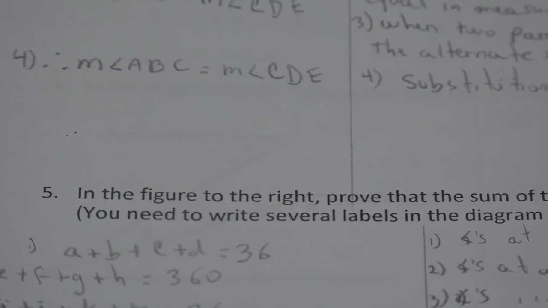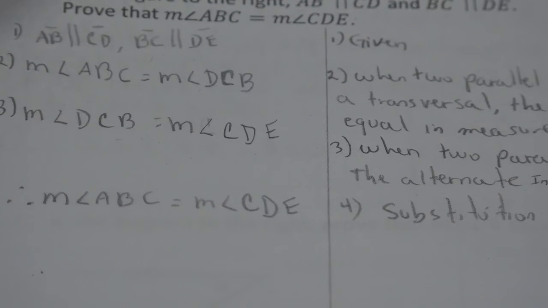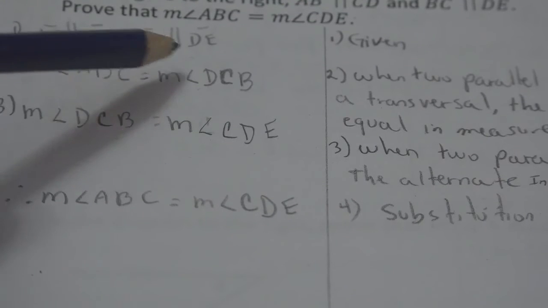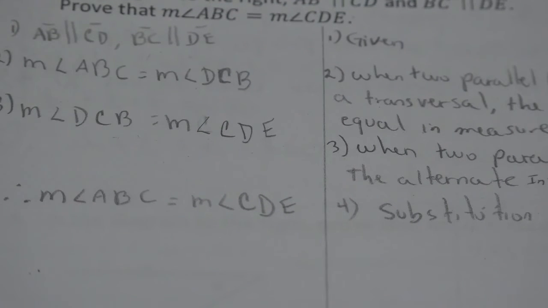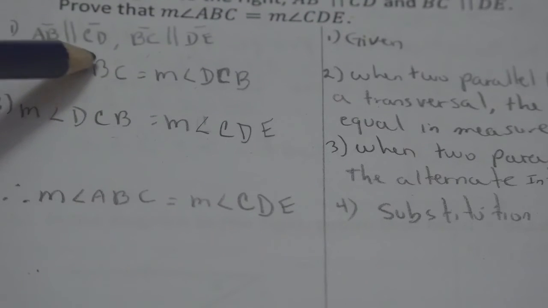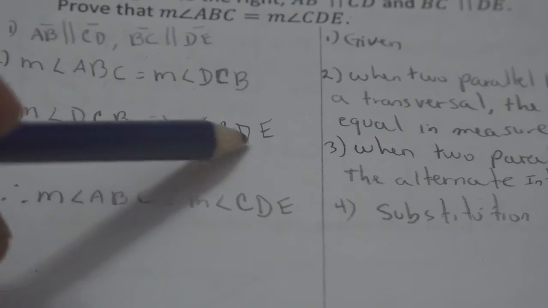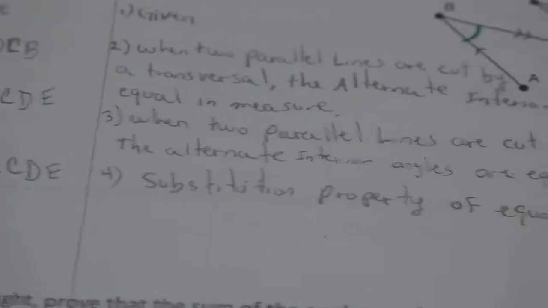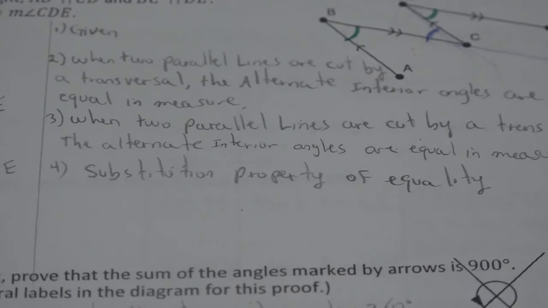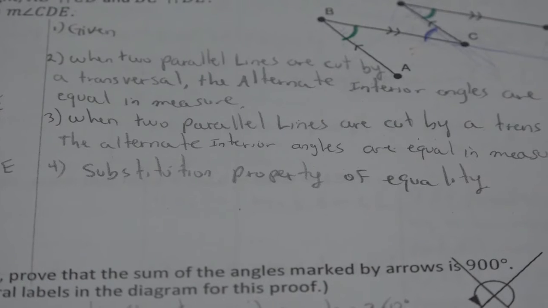And the reason being, well, you already know. I substituted, remember, I substituted this angle DCB for angle CDE. So angle ABC is congruent to angle CDE. Boom, you have it right here. And the reason is the substitution property of equality. Okay? Alright then, let us move on to the next problem.